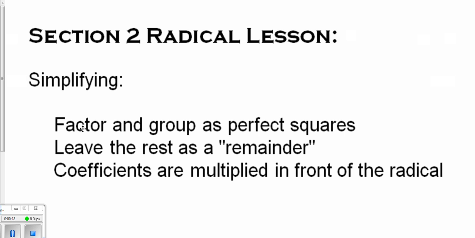Steps to doing that is first we factor anything underneath our root symbol, and then we group them as perfect squares, or as perfect cubes, or perfect fourth powers or fifth powers, or whatever power your root actually is. Everything else that is not a perfect square or a perfect cube or whatever it is, you leave as a remainder. So it'll stay underneath the root symbol. Coefficients, so the things on the outside being multiplied, are all multiplied in front of the radical then.